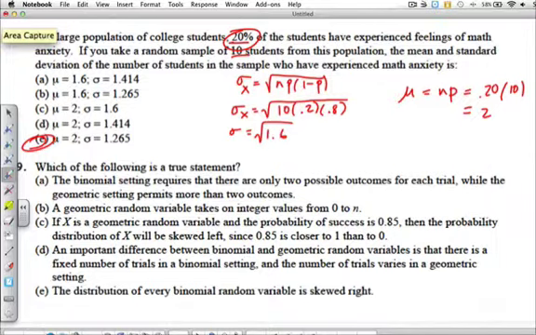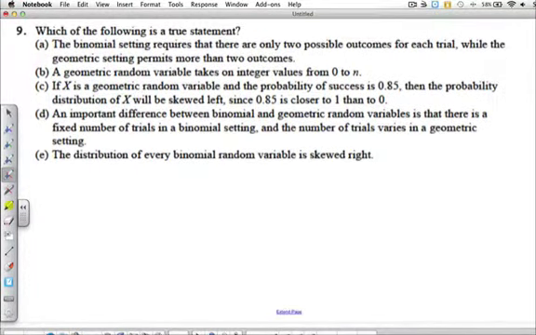All right, we're almost done with multiple choice here. Number 9, which of the following is a true statement? The binomial setting requires that there are only 2 possible outcomes for each trial, where the geometric setting permits more than 2 outcomes. Well, that's not true for geometric. Geometric setting is only looking for success or failure as well. It's just looking for when does the first success occur on the first, second, third, fourth, or fifth trial.